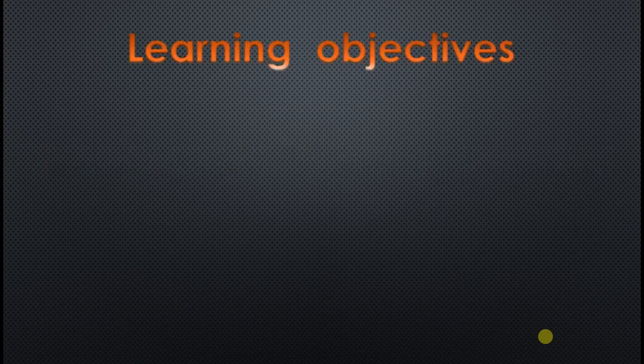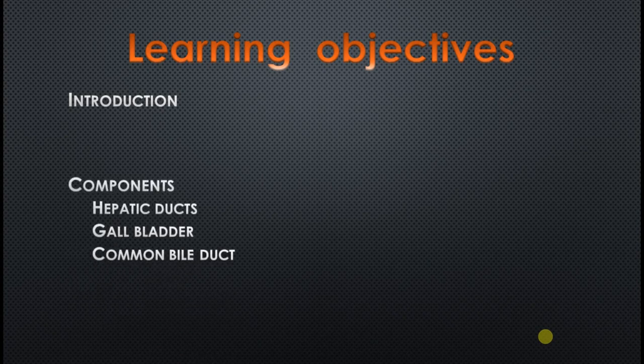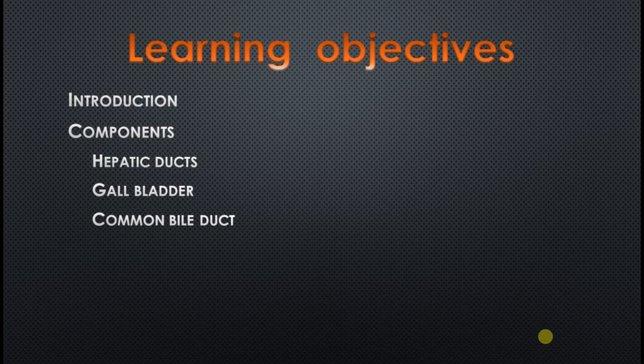Our objectives for today's session will be a small introduction about this biliary apparatus, the duct system which conveys and stores the bile, followed by the components involved in the transport of bile: the hepatic ducts, the gall bladder and the common bile duct. We are going to see the anatomy of these structures, their relations, their internal features, followed by the blood supply of these ducts, and finally we will close with the clinical anatomy, or the clinical aspects, of this extrahepatic biliary apparatus.